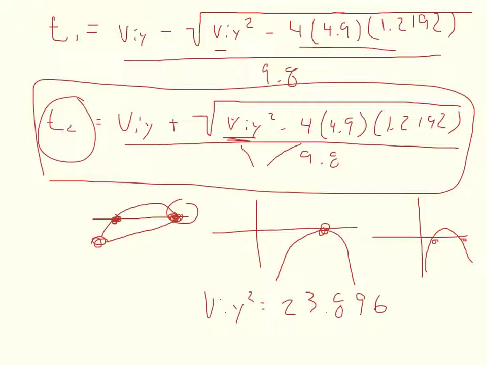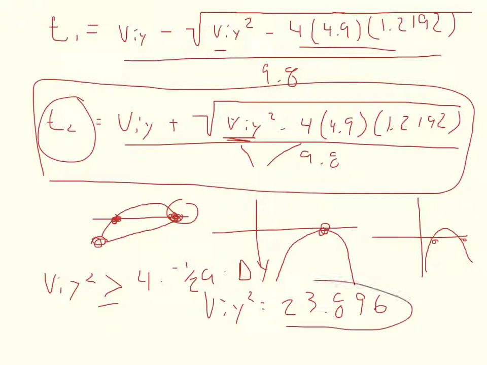Because we know that v initial y squared has to be greater than or equal to 4 times negative 1/2 a times delta y. And so it has to be greater than or equal to 23.896 in order to get a real answer. And that's the second part of the clue.